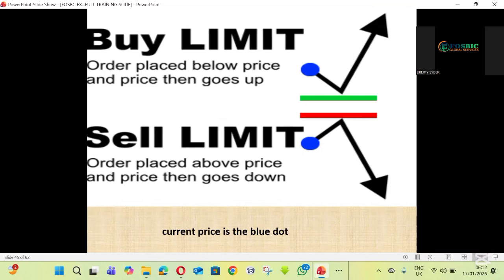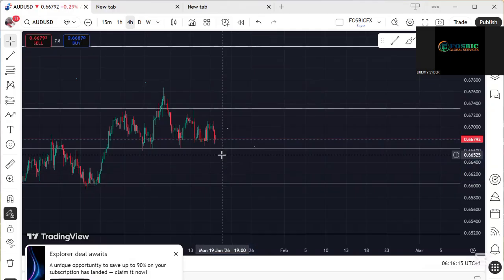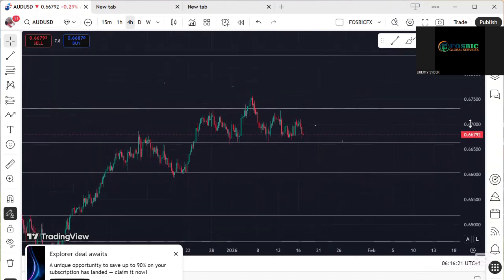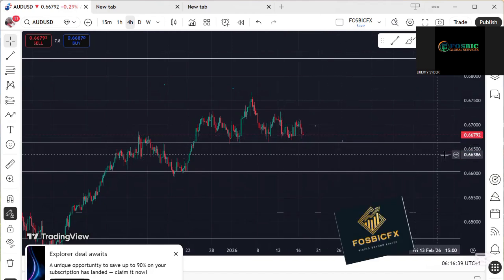Now let me take you to a live chart so that you understand what I'm trying to explain. Now take a look at this chart. This is the AUD USD chart. You can see where the price is at the moment. This is the current price here. If you look to the right, you will see the price there is 0.66792. That is the price of this AUD USD currently.